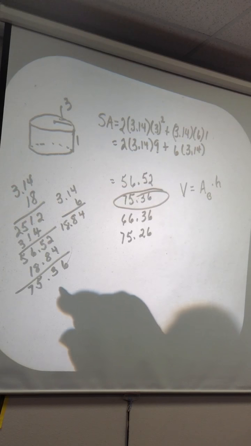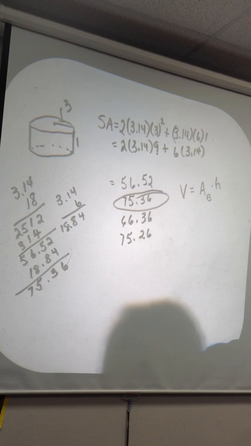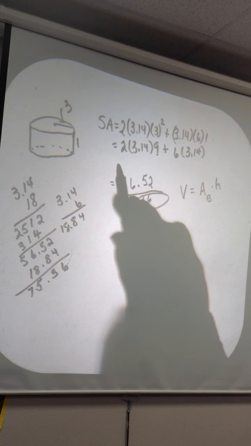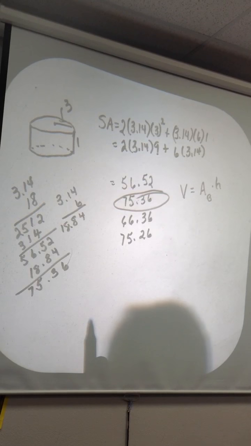What did you get out? No, I had a question. Oh, yes, what's your question? Would the area of the base be the 56.52? No, because we multiplied it by 2. We had to do it by 2 because we have a top and a bottom. Alright, so it just would be the 9 times 3.14.